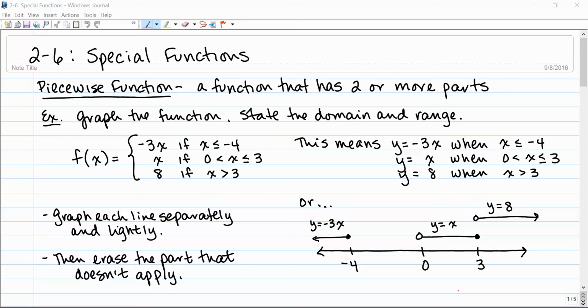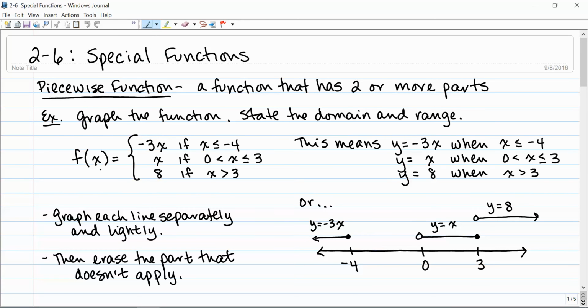Section 2.6 is on special functions. The special function we're going to look at first is called a piecewise function, and that is a function that has two or more parts to it. So to examine this, we're going to take a look at an example. Here it says graph the function and state the domain and range.